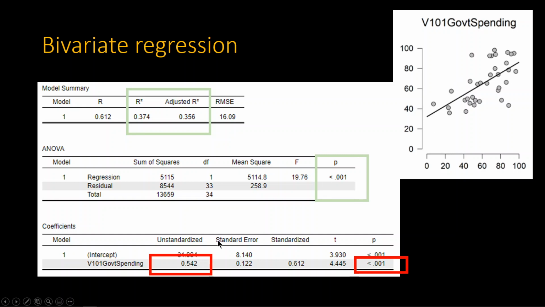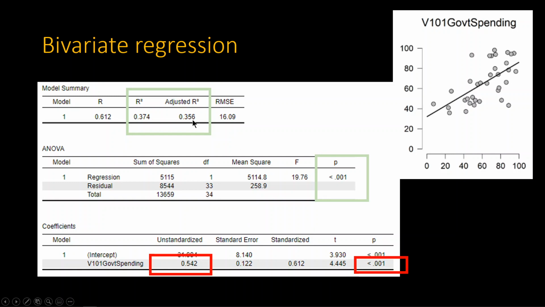Okay, so in this example, we would say for every dollar we add, how much change is there in the outcome score? That's what this unstandardized slope tells us. And then we could find out if that's a significant change. That's all we get from bivariate regression. You ignore everything else in bivariate regression.